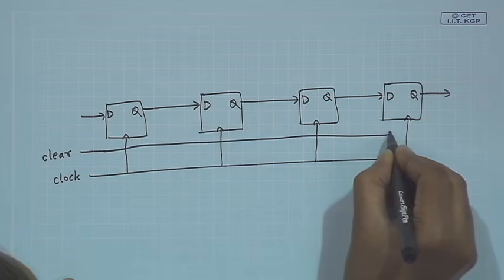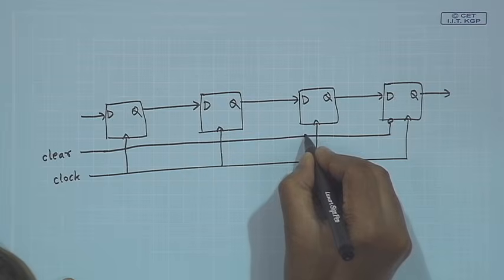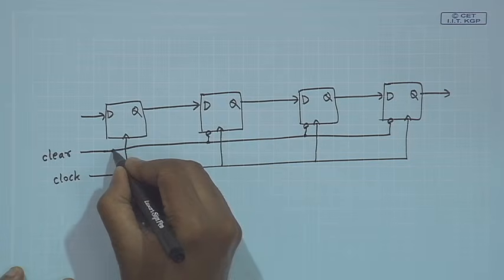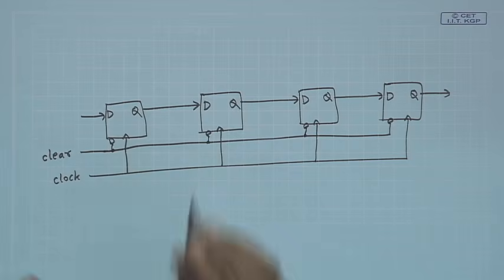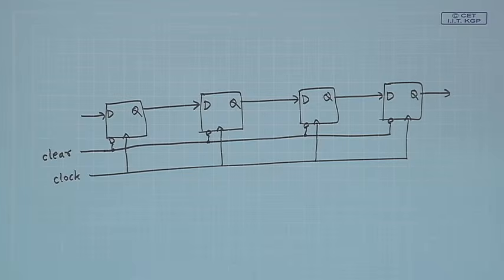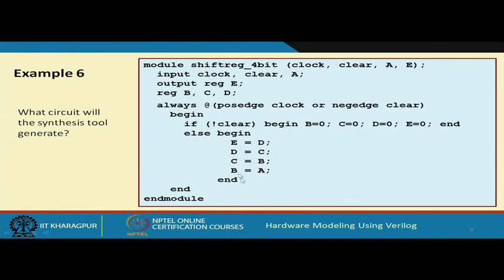Clear will be active 0. So, whenever it is 0, it is activated. So, I am showing it as a bubble. Suppose this is what I was trying to model, and let us say we came up with a Verilog code like this. Let us see whether this Verilog code actually models a shift register like this or not.